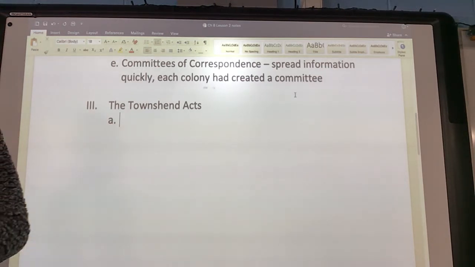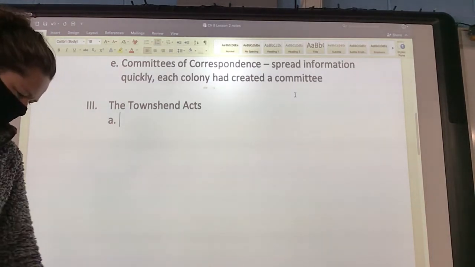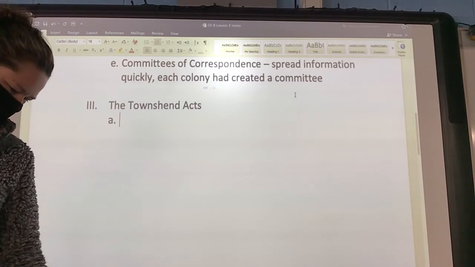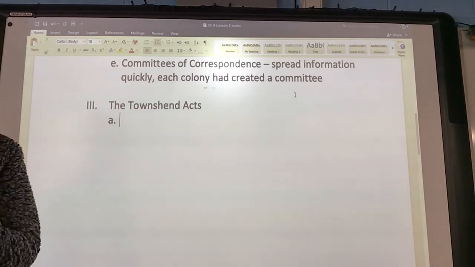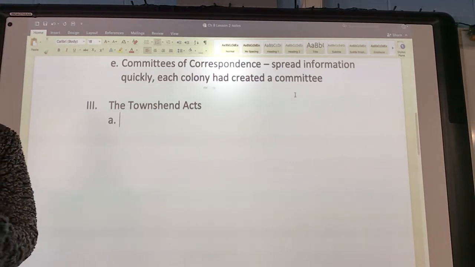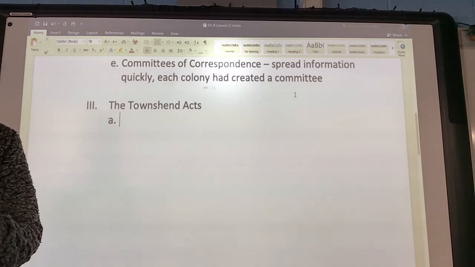The Townsend Acts. So they've already passed 2 taxes. What were they? 2 were passed. What were they, Kenny? The Stamp Act and the Sugar Act? Right, they did the Sugar Act first. Okay, and then they did the Stamp Act. So the Stamp Act, they passed and then they repealed. So they put it out there and then colonists were protesting it so much that they took it away.